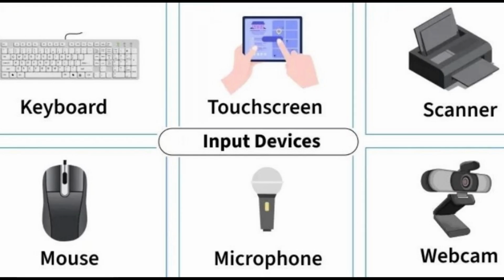Biometric input devices use unique biological traits such as fingerprints, facial features, or iris patterns. Examples: fingerprint scanners, face recognition systems, iris scanners. Advantages: high security, eliminates the need for passwords. Limitations: privacy concerns, can be expensive.